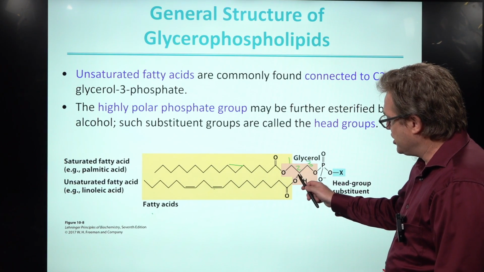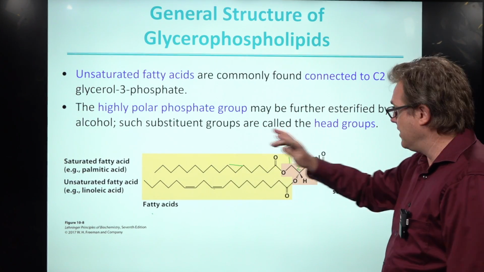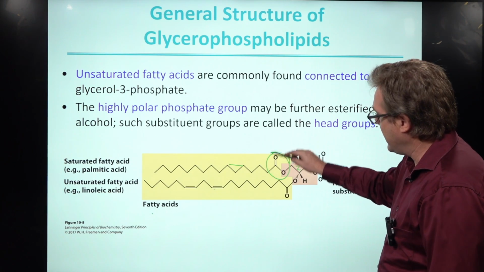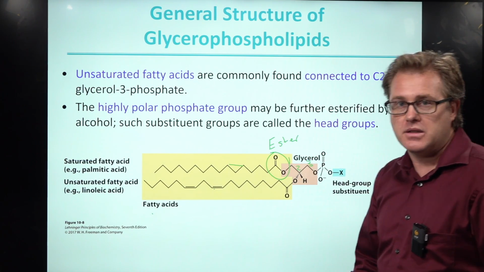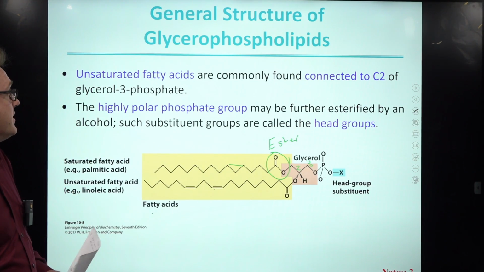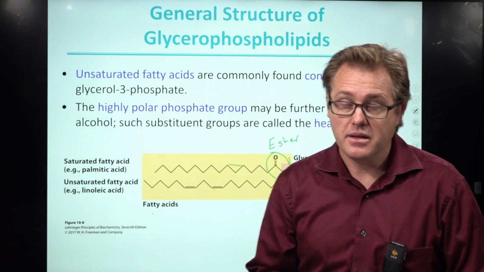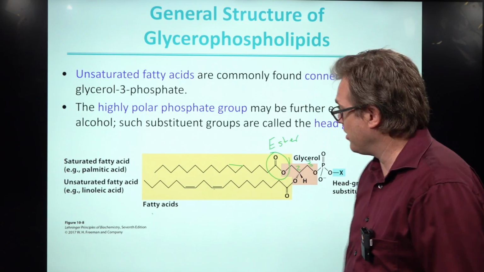What type of linkage do we have here? How is the fatty acid linked to the backbone? An ester linkage. So we have ester linkages in our glycerol phospholipids. Another key structural element that you need to remember.